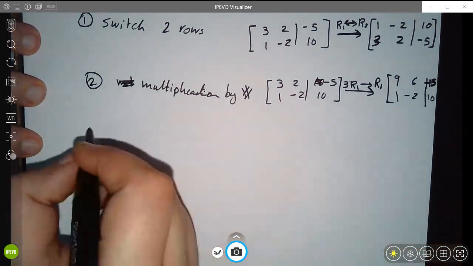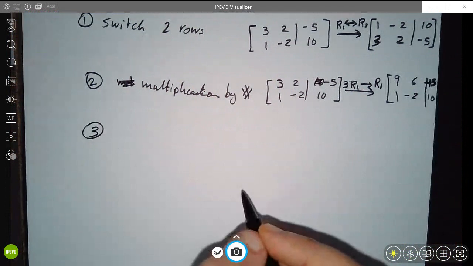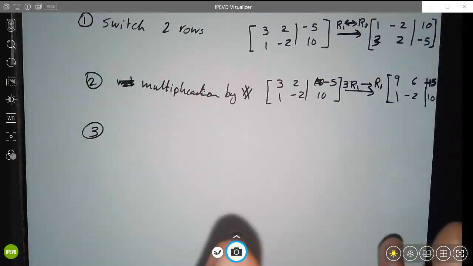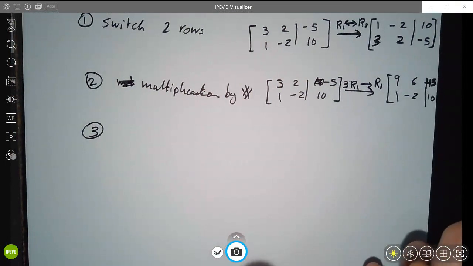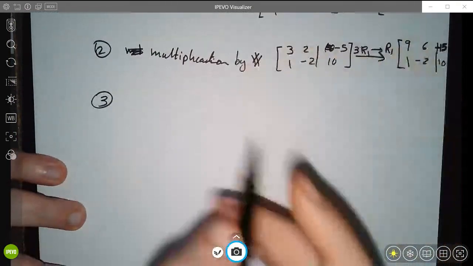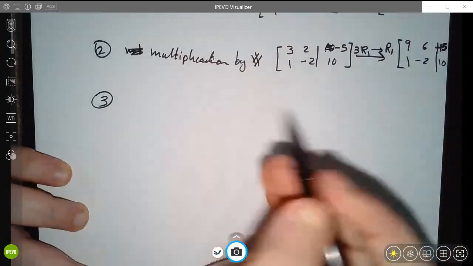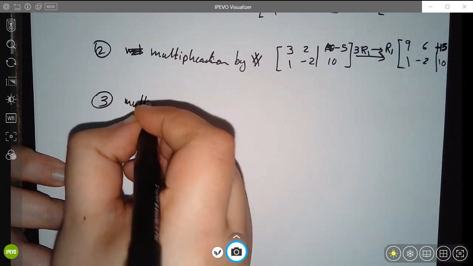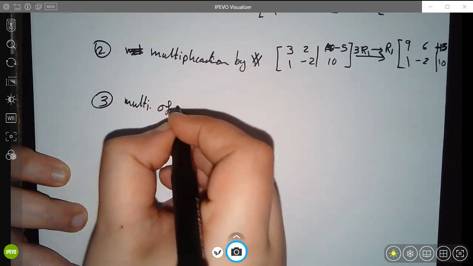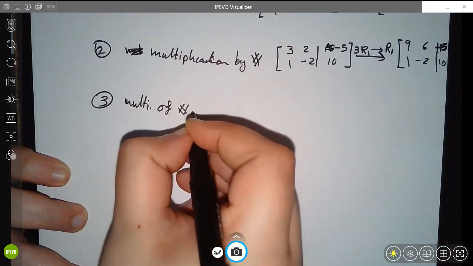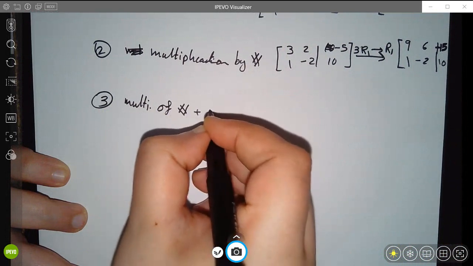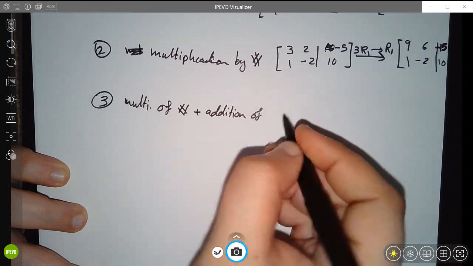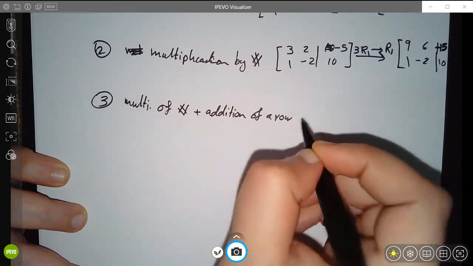Now, the third operation you guys need to know about is called the multiplication of a row by a number, and then you add it to another row. So you have multiplication of a number plus addition of a row.